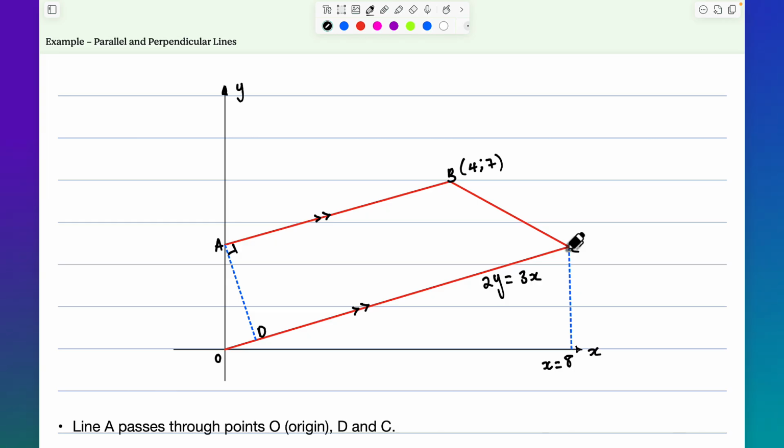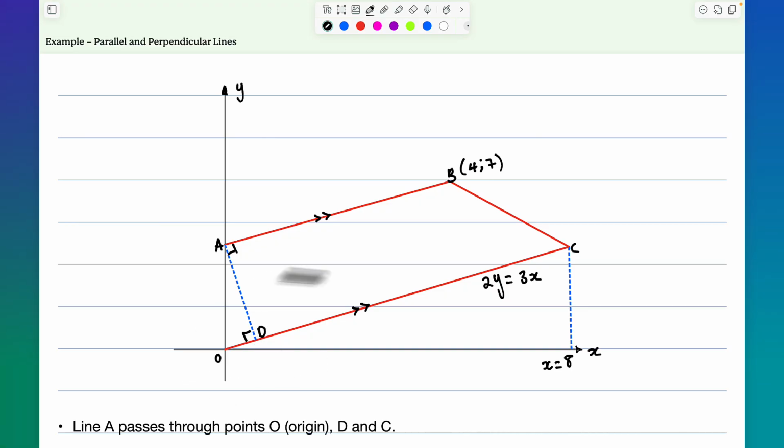It passes through point C. The next line, BC, passes through point C. Point C, we don't know what the y value is, but we do know what the x value is. It's 8. Point C then comes all the way down to D and O, right? So O is your origin. But that line, we have actually been given the equation of that line, which is 2y is equal to 3x. And then we also have this little line here, AD, which is perpendicular to line AB. But because AB is parallel to OC, it's also going to be perpendicular to that line as well.